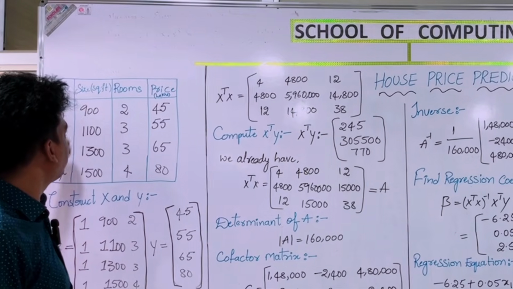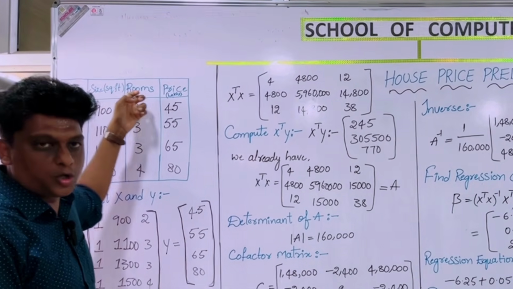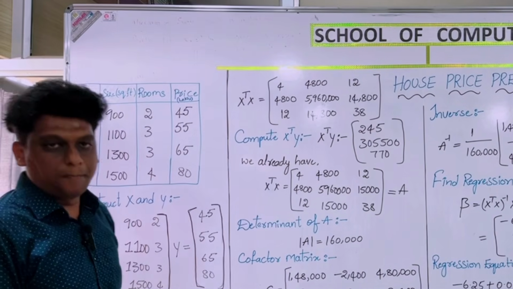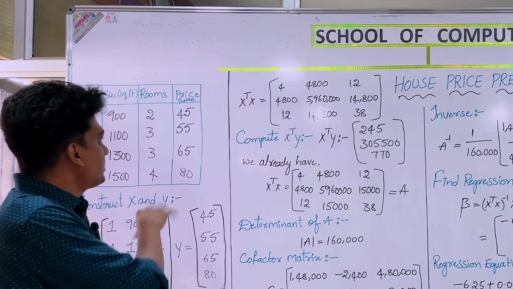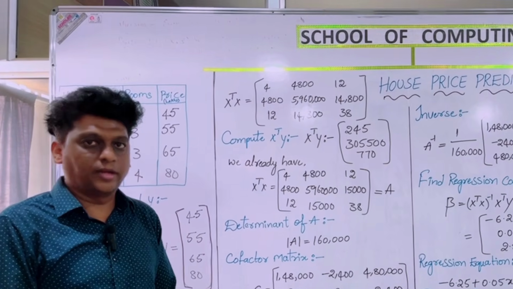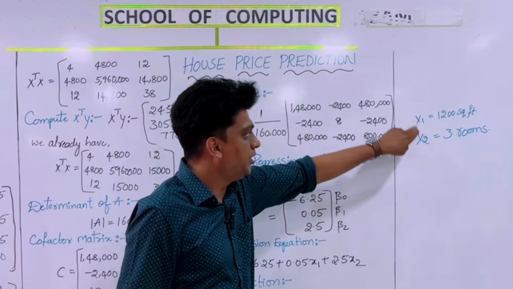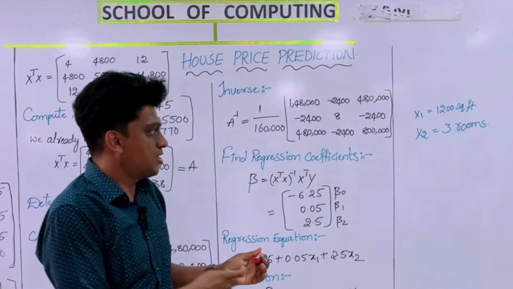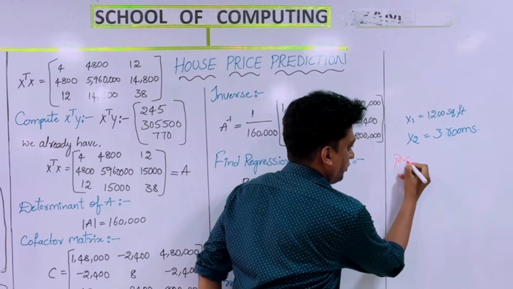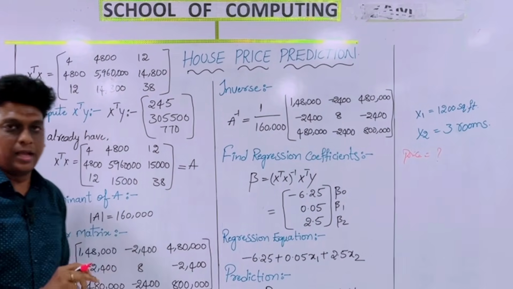There are 4 houses, with the square feet that represent the size, then the rooms, the total number of rooms in the house, then the price. Now from this data set we have to define the linear regression equation. Then for the given value, we need to predict the price of the house, for the given square feet and 3 rooms.